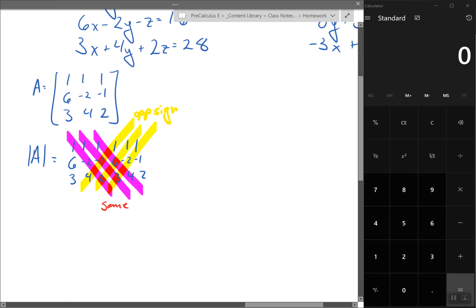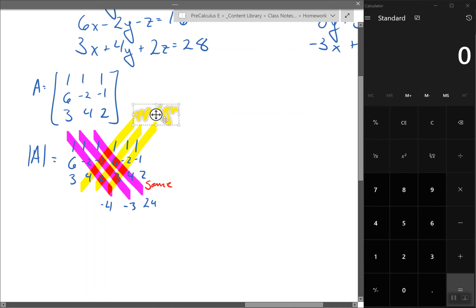Okay, so let's take a look at this. We've got 1 times negative 2 times 2, so that should be negative 4, and we keep that same sign. Then we have 1 times negative 1 times 3, so that's negative 3, keep the same sign, and then 6 times 4 times 1 is 24. And they all stay that same sign that they were when we did the math.